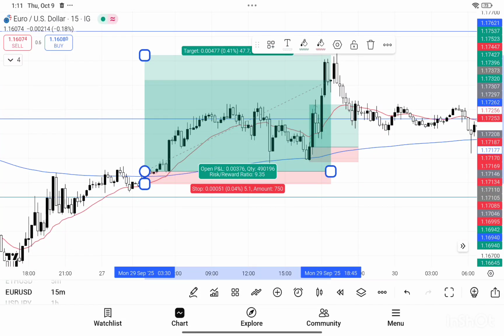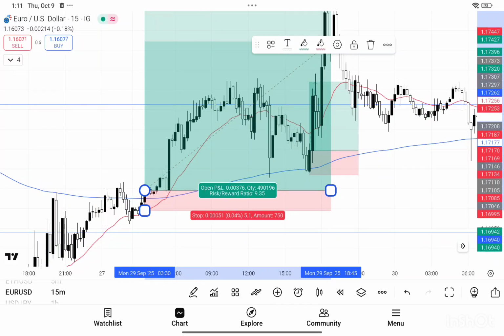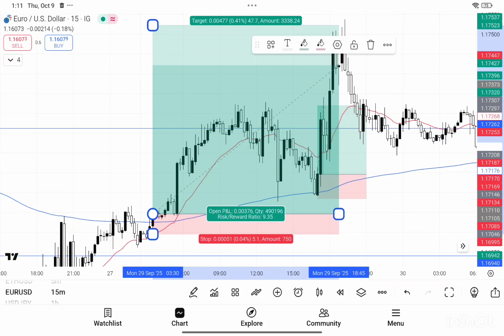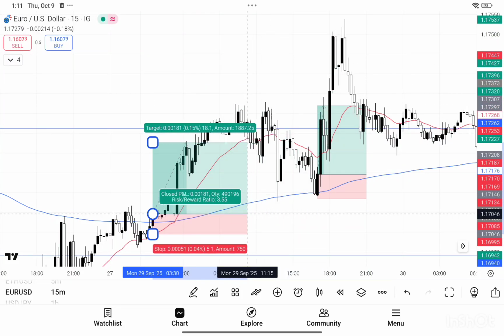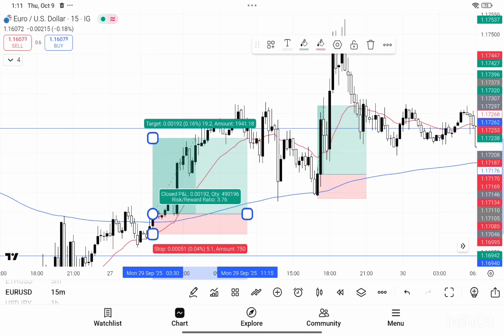How much? 1:10. But let's be realistic. No one can hold that much. You have to hold till the 20 EMA. How much? Tell me how much. Where did the 20 EMA break? Here. How much? 192 points.